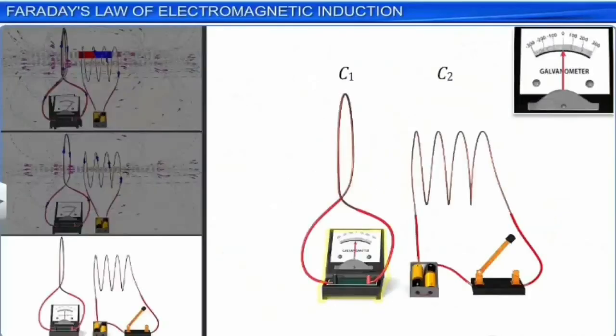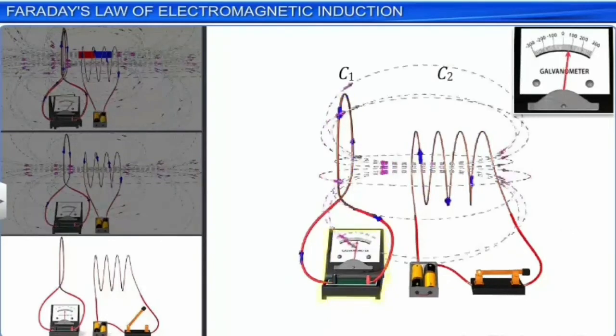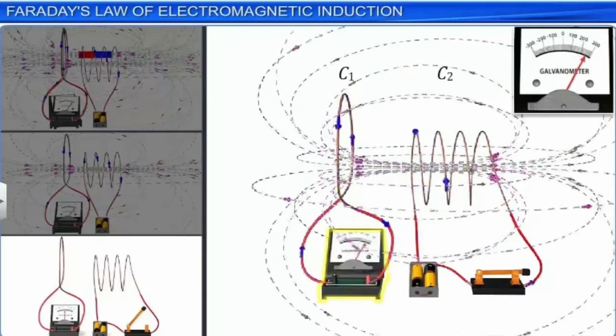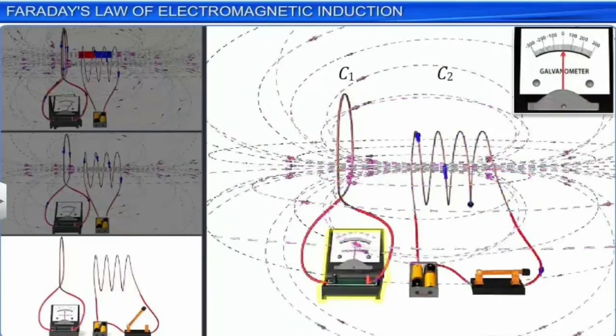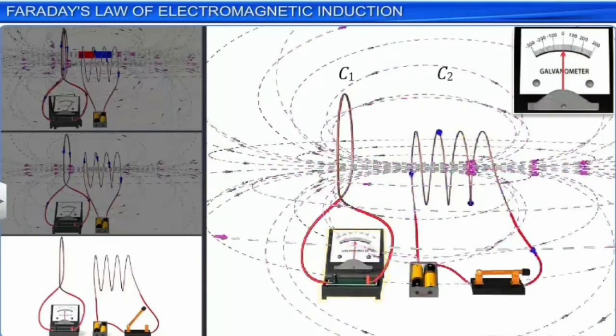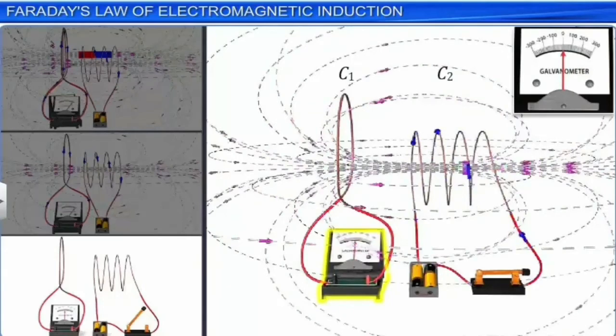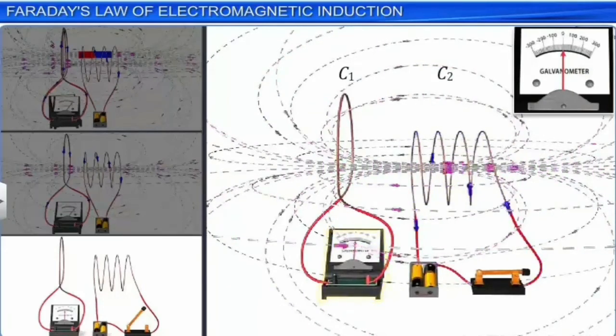In the third experiment, when the tap key is pressed or released, at that moment there is either a rise in the magnetic flux or a decrease in the magnetic flux linked with the coil C1. This increase or decrease in the magnetic flux linked with the coil C1 induces an EMF in that coil. This is the reason why the galvanometer connected to the coil C1 shows a momentary deflection when the tap key is pressed or released.